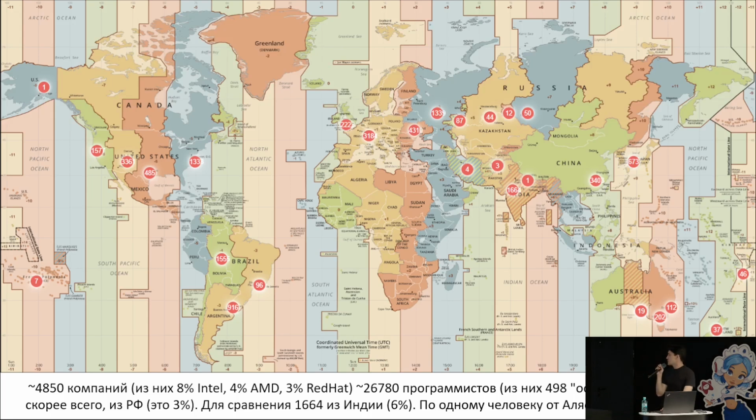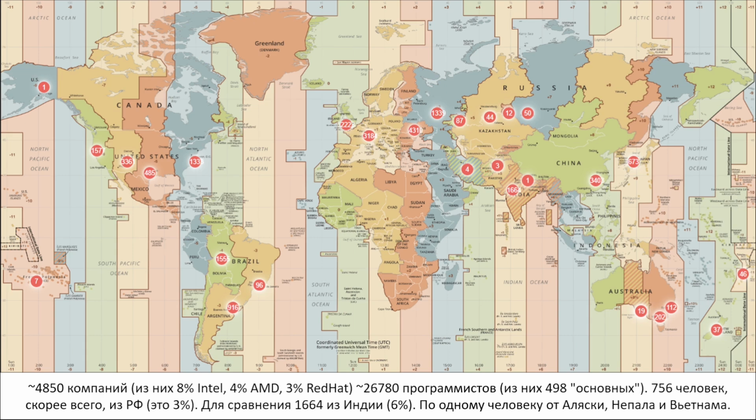Or the Linux story. You've probably heard what's going on right now. Russians are being kicked out of maintainers. If you download the Linux repo and analyze the log, you can see that out of 26,500 developers who made changes to the kernel, the main work is done by about 500 people.